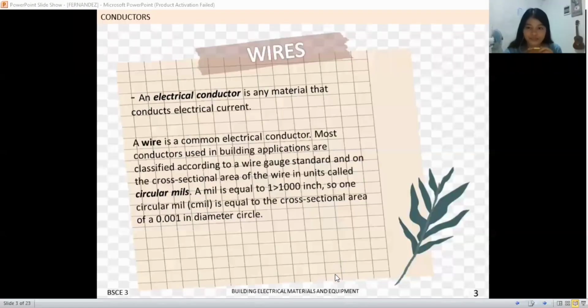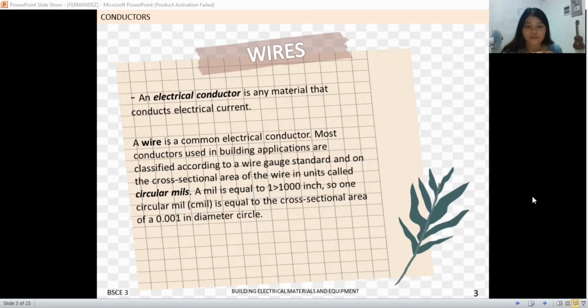Circular mil is the area of a wire with a circular cross section. One mil is one thousandth of an inch. So one circular mil is equal to the cross-sectional area of a circle 0.001 inch in diameter.